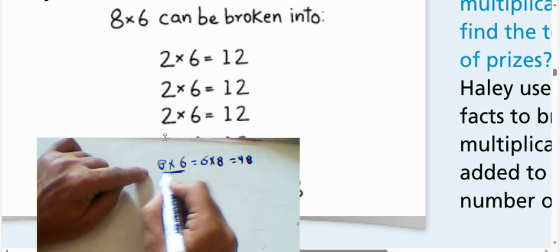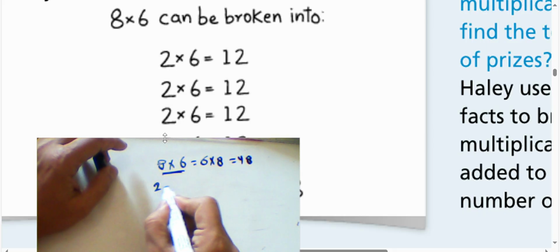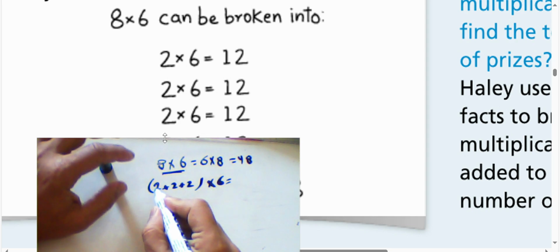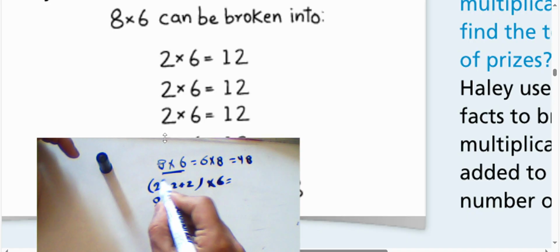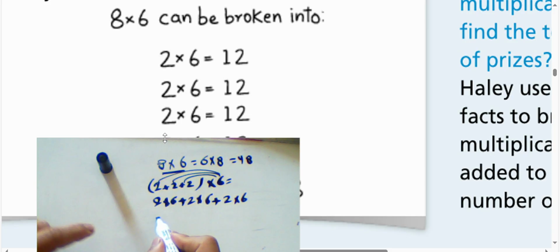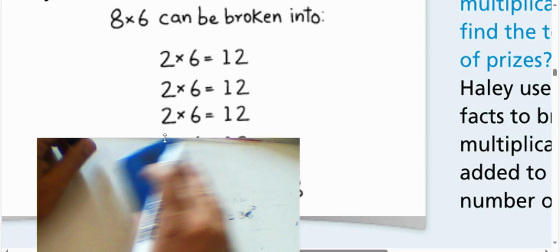You can find the product between two numbers by writing 8 equals 2 plus 2 plus 2 plus 2, product by 6. We can use the distributive properties: 2 times 6 plus 2 times 6 plus 2 times 6 plus 2 times 6, and then 2 times 6 is 12, 12 plus 12 plus 12 plus 12 equals 48.